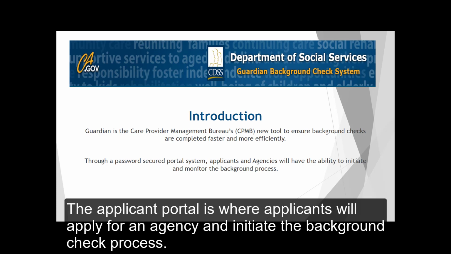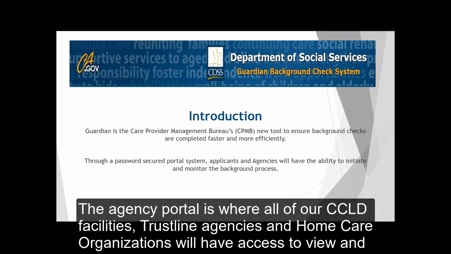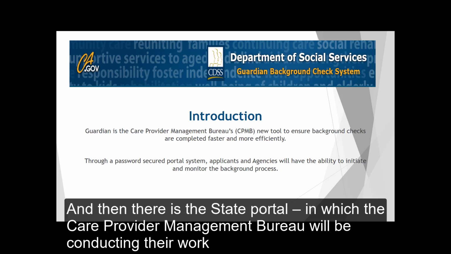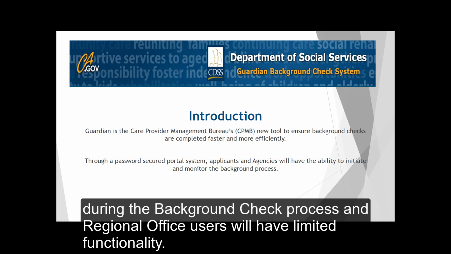The applicant portal is where applicants will apply for an agency and initiate the background check process. The agency portal is where all of our CCLD facilities, trust line agencies, and home care organizations will have access to view and manage their rosters, resume applications for an applicant, generate live scan forms, and some additional functionalities. And then there is the state portal, in which the Care Provider Management Bureau will be conducting their work during the background check process, and regional office users will have limited functionality.